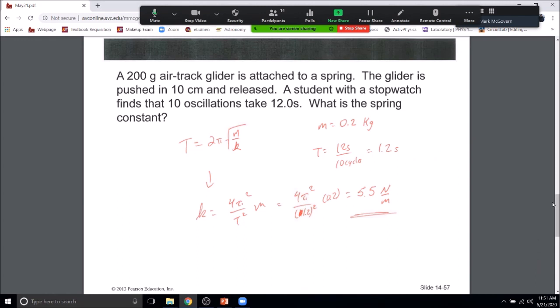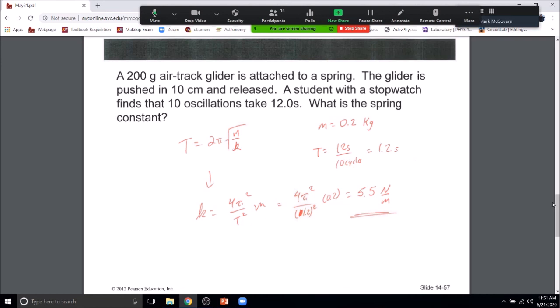A 200-gram air track glider is attached to a spring. The glider is pushed 10 centimeters and released. A student with a stopwatch finds that 10 oscillations take place in 12 seconds. What is the spring constant? Well, let's see here. We're given the mass. We're effectively given what the period is. We're told what the amplitude is, 10 centimeters.